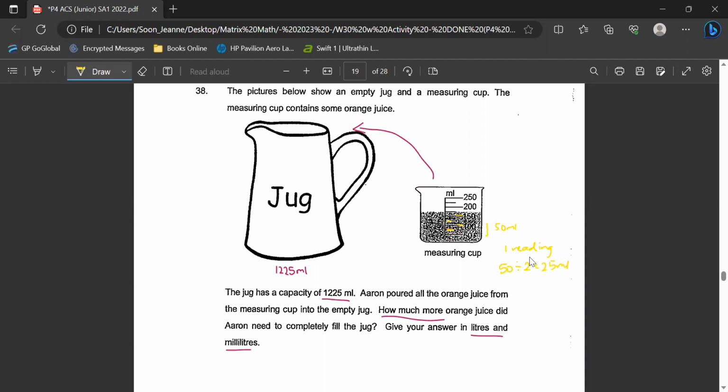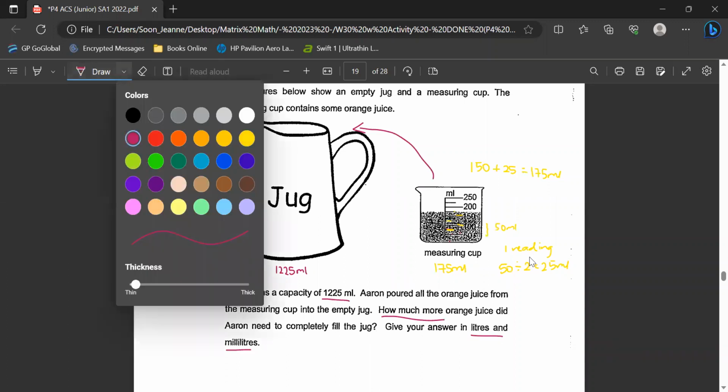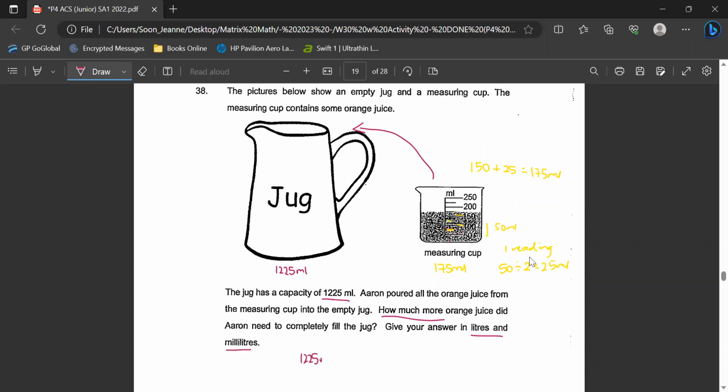So this is 150, and it's just one marking up from 150. So the measuring cup is actually 150 plus 25, 175 ml. So over here, the measuring cup has 175 ml of orange juice. Aaron is going to pour all this into the jug. So how to find out how much more? I'm just going to take 1225 ml, subtract away what is poured in, which is 175. Your answer is 1050 ml.